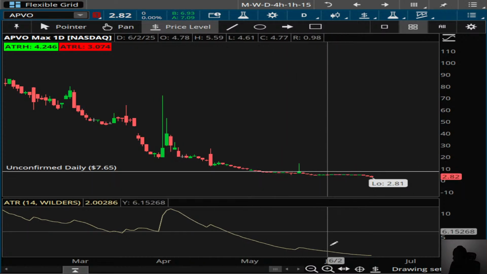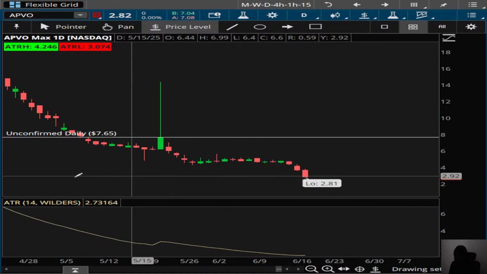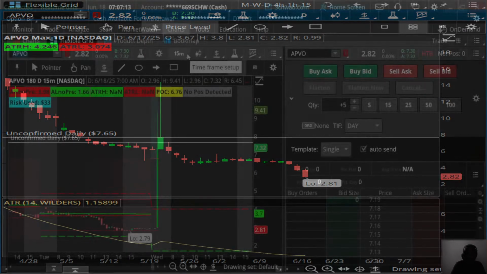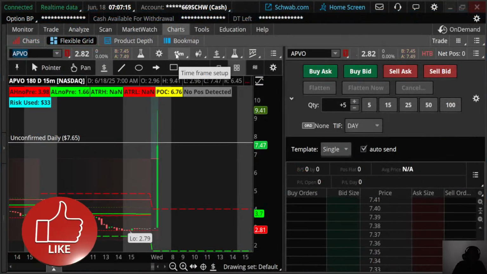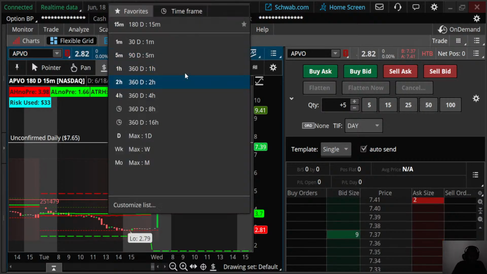So that's a level 765. I'm not really seeing anything else. We'll have to see how 765 does. Let's jump over here to the 15-minute, which has not closed the 15-minute yet. Let's jump over here to the 5.